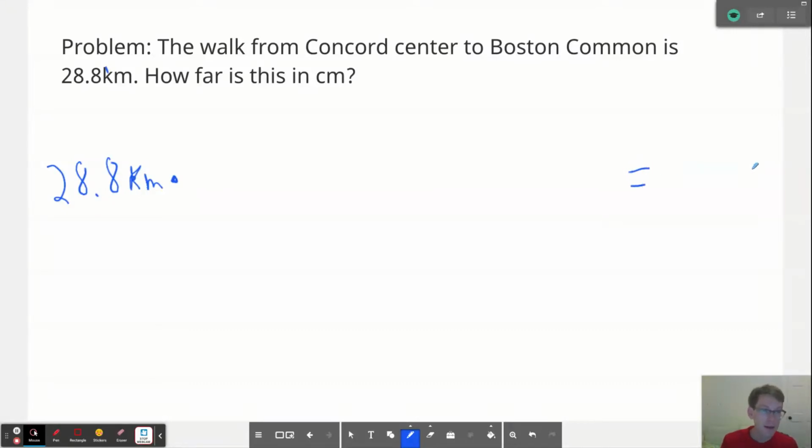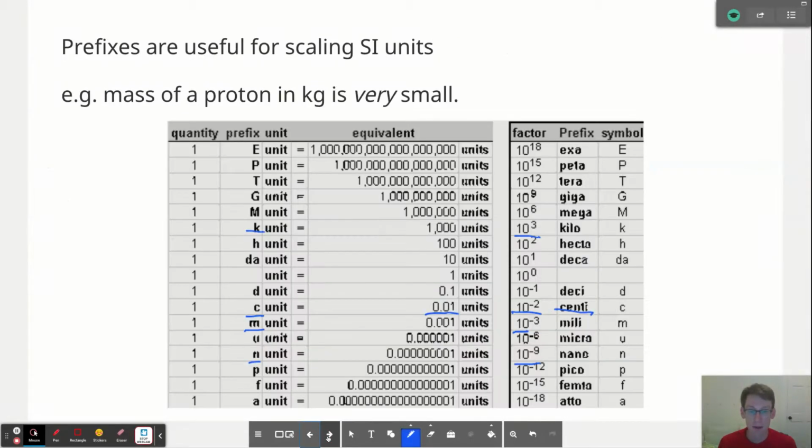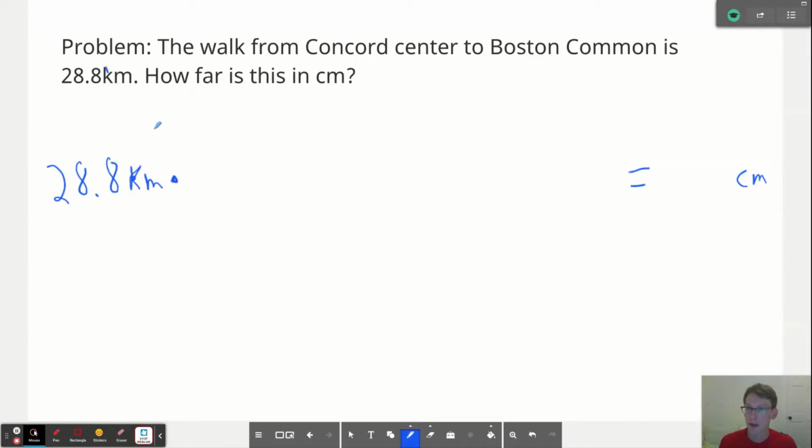Off the top of my head, I'm not entirely sure how many centimeters are in a kilometer, but I do know that kilo means 10 to the third. So we would say that 1 kilometer is equal to 10 to the third meters, or I could just write 1,000 meters. And I also know that 1 meter equals 100 centimeters. That I didn't even need to look up. You knew this as well.